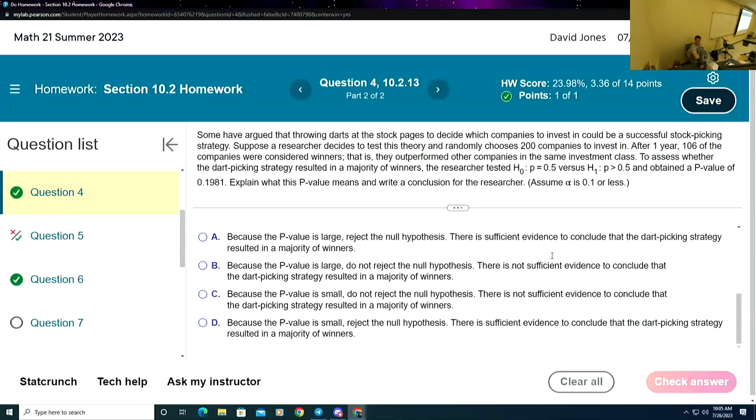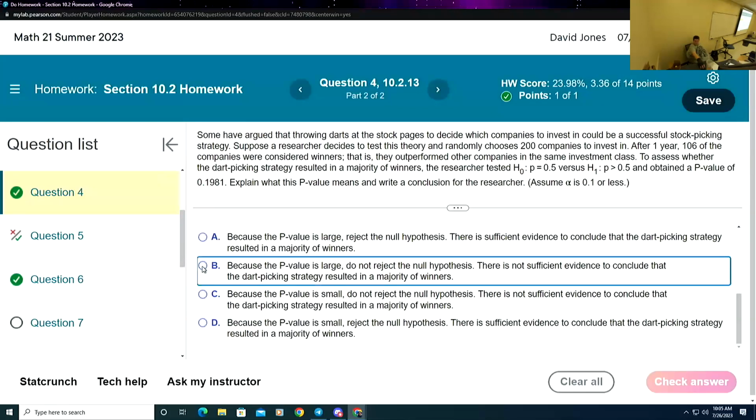Now it says choose the correct conclusion. And it looks like they're comparing p-values because the p-value is large or p-value is small. We saw that the p-value is large, it's too large. So the p-value was not too small, so we do not reject. The p-value is large and do not reject looks like B.